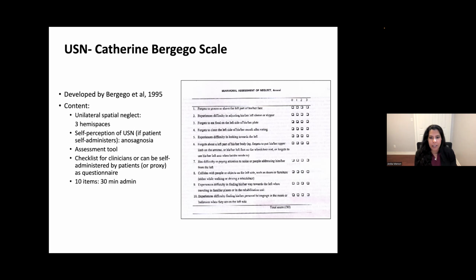And it's really somewhat of a functional assessment, as you can see, where the clinician simply grades the client based on their performance on 10 different activities. You could also assess for a client's self-perception of USN, if in fact they're somewhat aware of whether they have the USN or not. So you could ask them these questions to see if they're able to recognize that they have a neglect themselves, to test for anosognosia. But generally it's used as a checklist for clinicians to really assess for this impairment. And depending on how the client performs, it could take up to 30 minutes to administer.